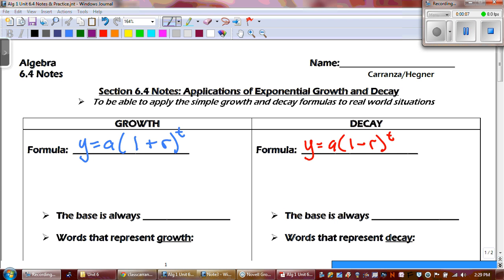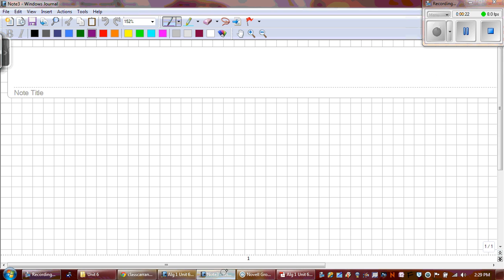Today we're talking about applications of exponential growth and decay. Our learning target today is to be able to apply the simple growth and decay formulas to real-world situations. So as you can tell, I already have the two formulas written down, but before we really get into it, let's talk about the differences, okay?